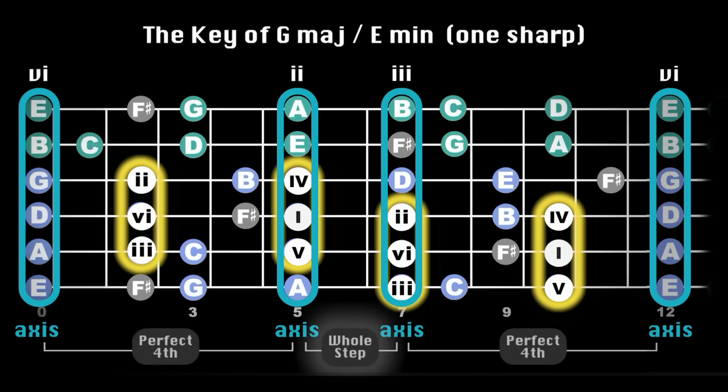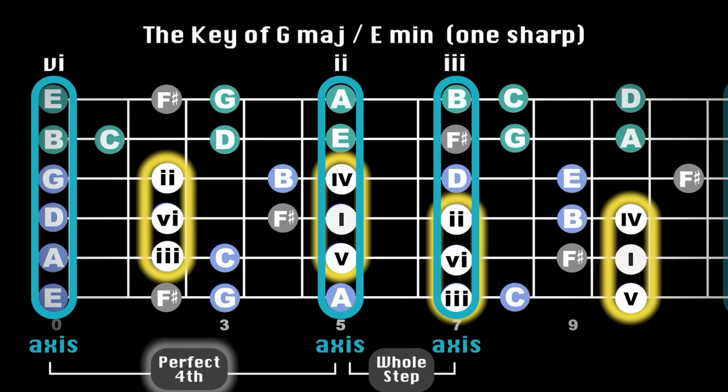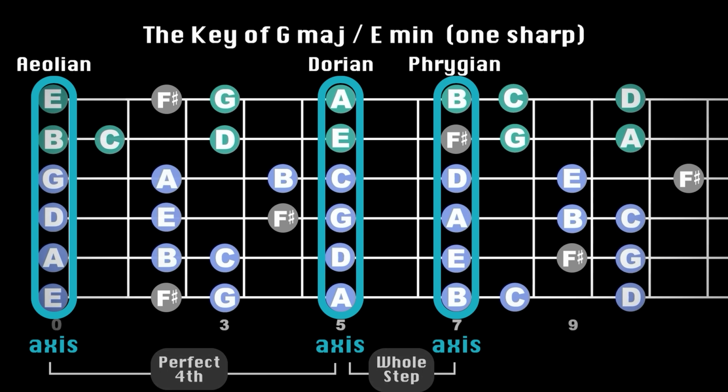Of course, there will always be a whole step between 2 and 3, and there will always be a perfect fourth from 3 to 6, and from 6 to 2. We could use mode names to describe these axis positions. The 6 would be Aeolian, the 2 Dorian, the 3 Phrygian, but for now we'll stick with the numbers.